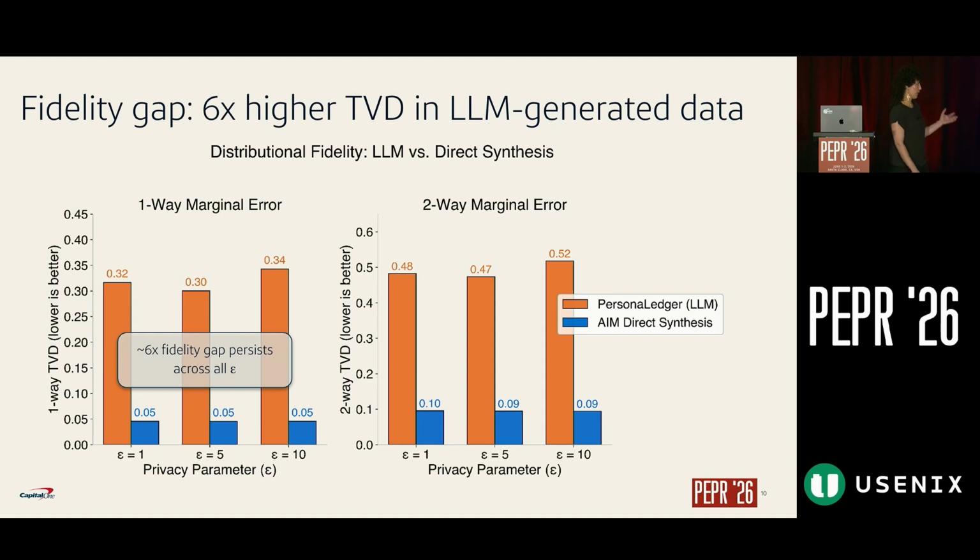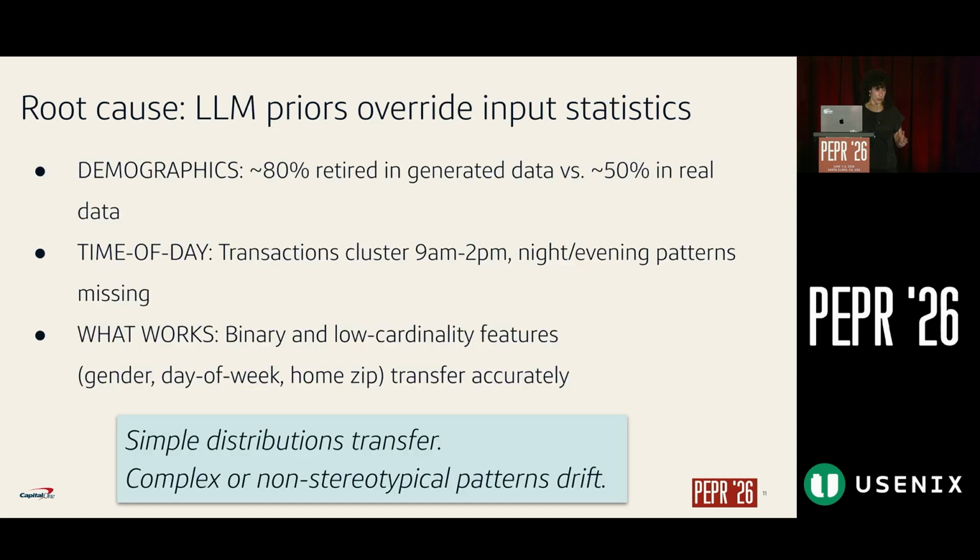So when we use direct synthesis, the feature distributions are matching the distributions that were input, but using PersonaLedger, they're doing something completely different. So that was really interesting, and we wanted to dig further into that. And so we did a root cause. So we looked at the specific attributes to try to figure out where is the LLM breaking down.